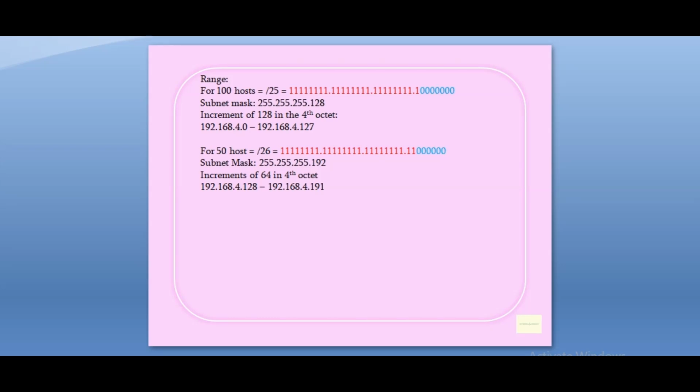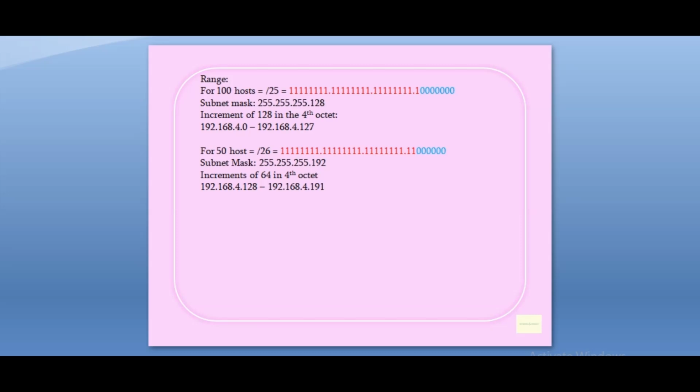Let's take a look at the range of each of these subnets, starting from the largest. For 100 hosts, we used /25, which has the last network bit in the last octet, on the value of 128. That means increments of 128 in the last octet give us one subnet. The range we get is 192.168.4.0 to 192.168.4.127. And the subnet mask for this subnet is 255.255.255.128.